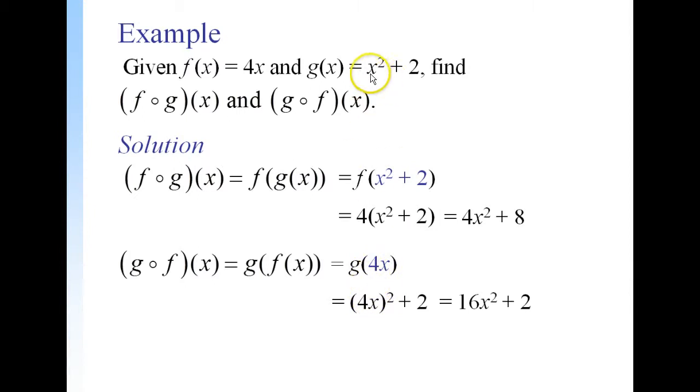So remember, our x here is x squared plus 2. So where the x is up here, we substitute 4x. So there's our 4x. We square this and add our 2 together. So these are our results.